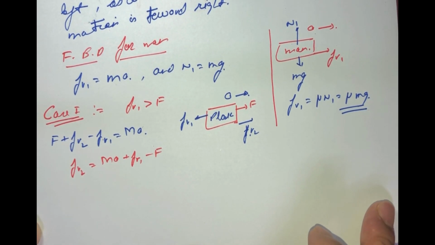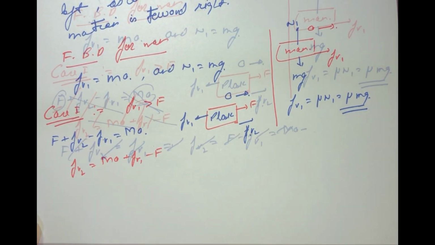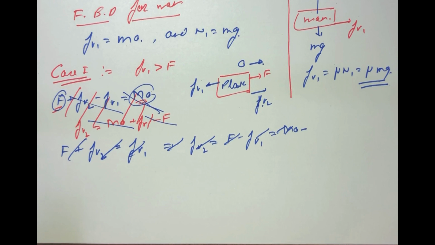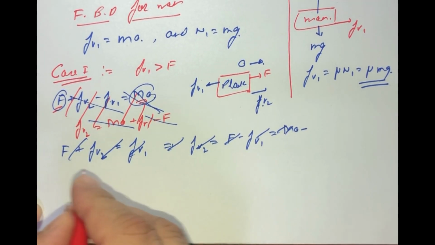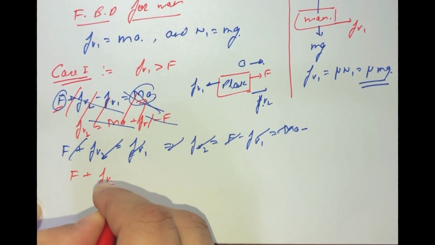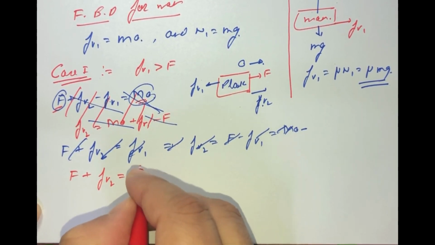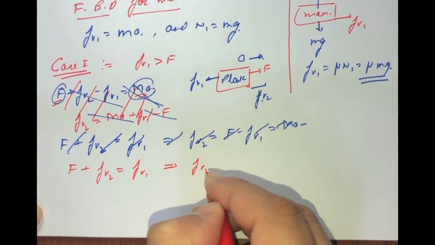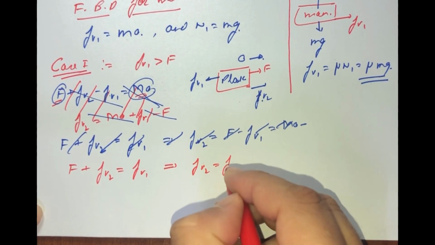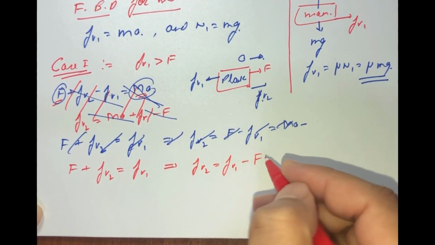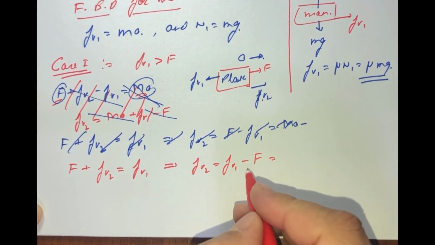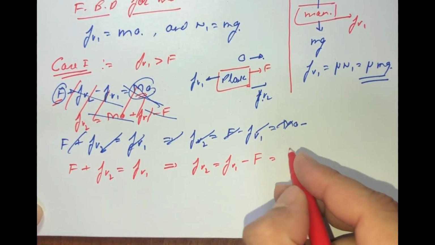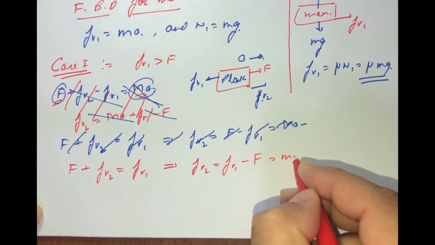One second. Sorry, I made a mistake here. I used F as well as MA. This was a mistake on my part. So we can write the equation as F plus FR2 is equal to FR1. So from here we can say that our FR2 will be equal to FR1 minus F, and we already know FR1 is ma, so we get ma minus F.